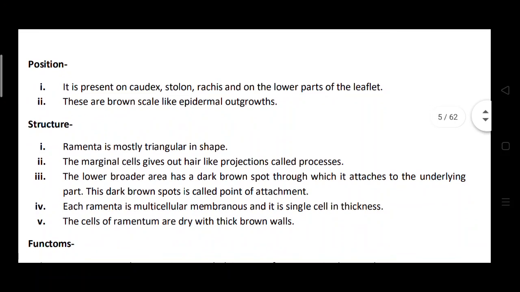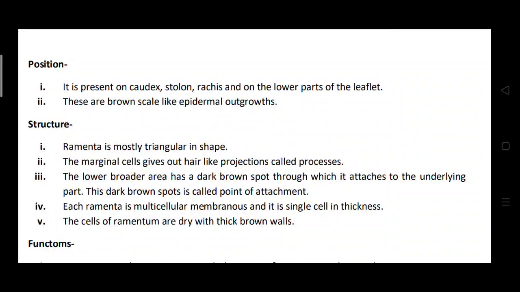So what is the structure of this ramenta? Ramenta is triangular in shape. ट्रायंगुलर शेप है इसका. The marginal cells give out hair-like projections that are called processes. The lower broader area has a dark brown spot through which it attaches to the underlying parts. This dark brown spot is called the point of attachment. So with the help of the point of attachment, they can attach to the part of the plant.